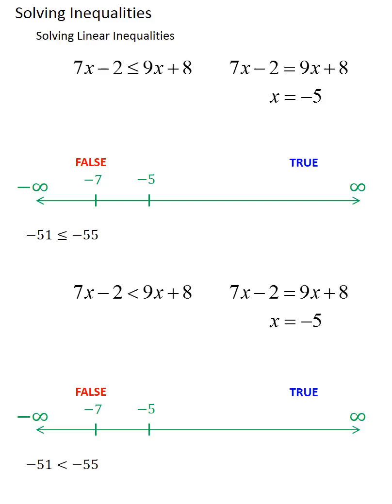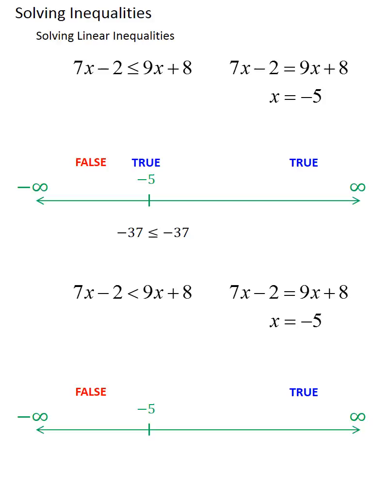So you see, whether we're solving the less than or equal to problem or the less than problem, the process seems more or less the same. The difference comes when you consider -5 itself. In the top inequality, when we plugged in -5, we got a true statement. -37 less than or equal to -37 is true.